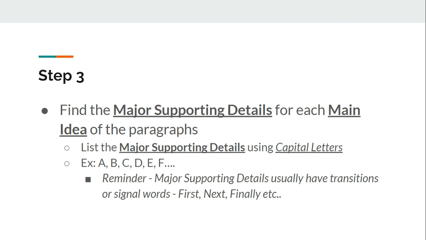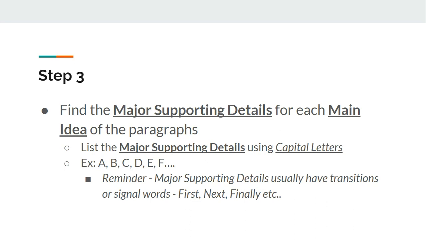It also depends on the structure of the paragraph, because the main idea may have those first, next signal words as well. So I do not want everyone to get confused. It just depends on the structure, so you have to take it paragraph by paragraph and piece of work by piece of work.